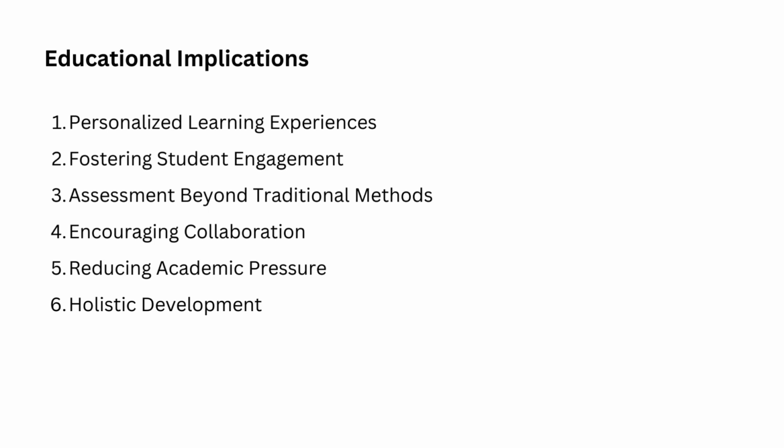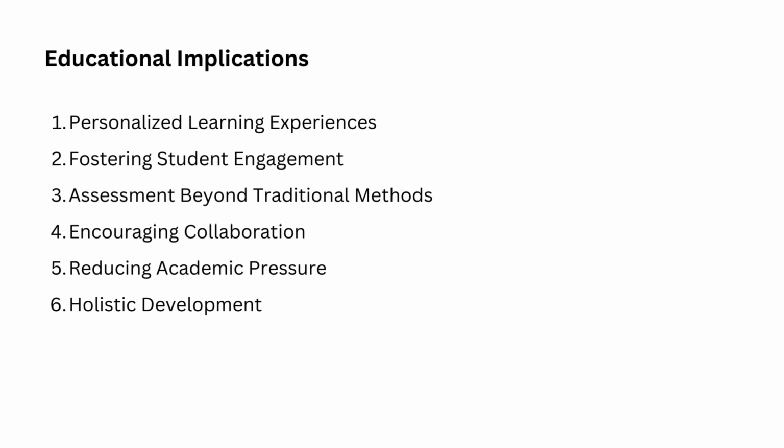Number 3, assessment beyond traditional methods. Instead of relying solely on exams and written tests, educators can assess students in various ways that align with different intelligences. For example, a student with strong spatial intelligence might be assessed through creating models or visual presentations, while a musically intelligent student could create a song or rhythm to demonstrate their understanding.